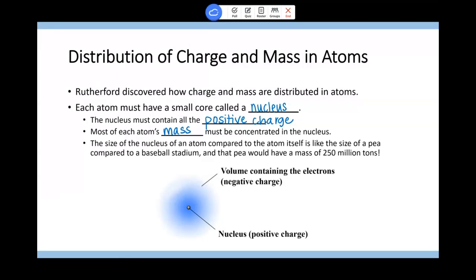So this last bullet point says the size of the nucleus of an atom compared to the atom itself, so just the nucleus, would be like the size of a pea compared to a baseball stadium, and then that pea would have a mass of 250 million tons. So very small, but has a lot of mass at the center, and then the electron cloud is most of the space. And an electron cloud is the space or volume where electrons can exist. But remember, electrons are really small. So they travel around in this electron cloud, but most of that is actually empty space.